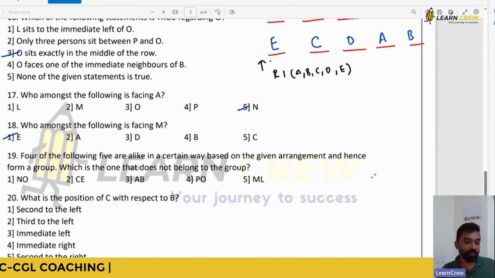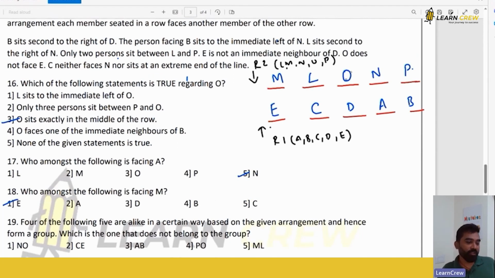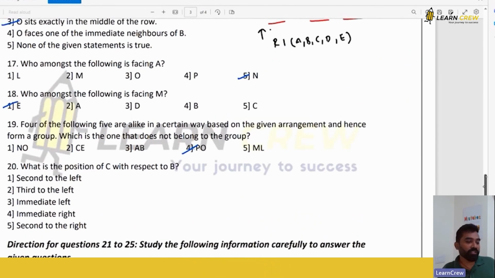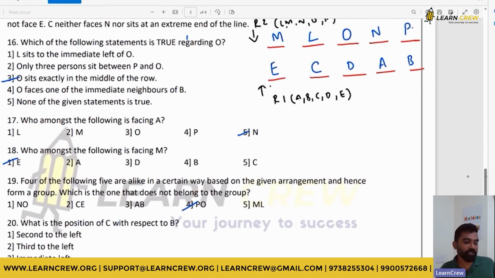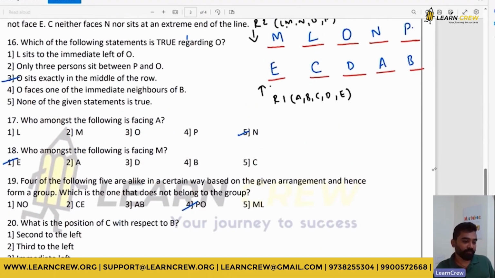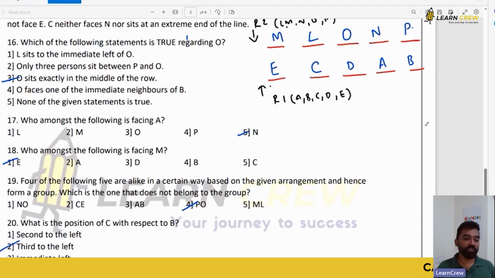Yes. One. PO. Why? NO is adjacent. CE is adjacent. AB is adjacent. PO is not adjacent. ML is also adjacent. So PO is the option. Okay. Next one. What is the position of C with respect to B? Yes. Third to the left. Fine.